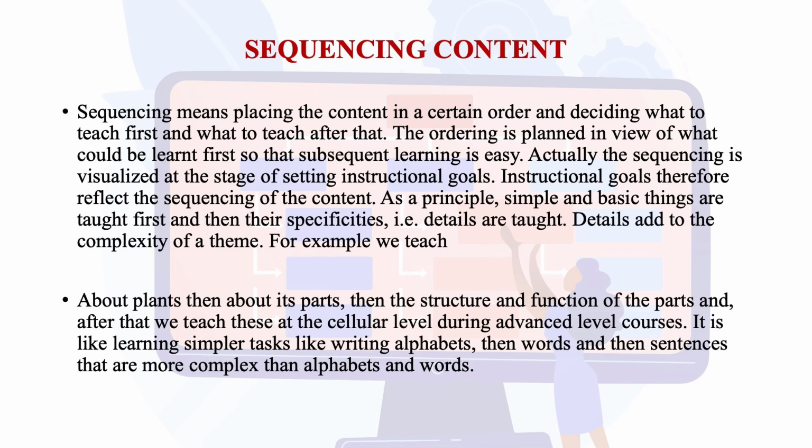Therefore, simpler tasks, for example, writing alphabets, this is taught first. Children first learn how to write alphabets, then they form words and then sentences. Details are added, complexity is enhanced, but only at subsequent level. Content analysis is one way of sequencing the content. Task analysis is also another way of sequencing the content. In task analysis, when we organize the content, we sequence it as per the difficulty level of tasks. Simple tasks are taught first, and then complex tasks are taught.